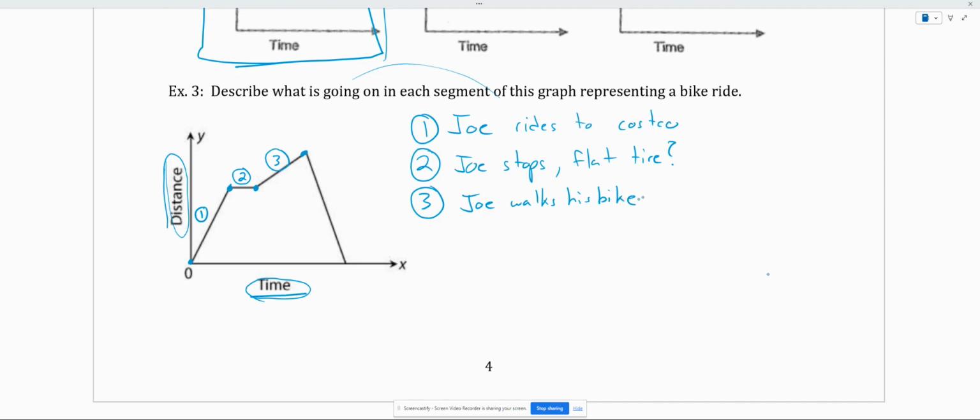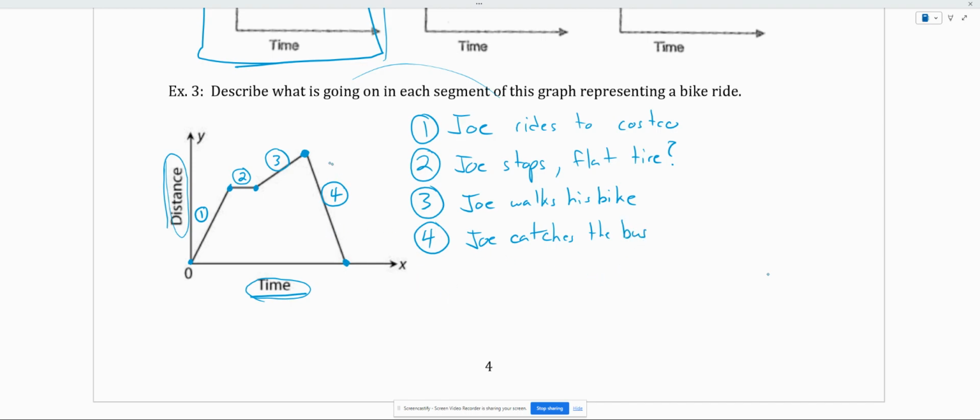Doesn't have a flat kit with him. He can't fix the flat on the way. And maybe right about here, he finally gets to Costco, but because of the flat, Costco's closed. So he decides, you know what? I'm going to turn around and Joe goes home, but maybe Joe catches the bus instead because his speed going home is quite quick and constant here. So let's just say Joe catches the bus.